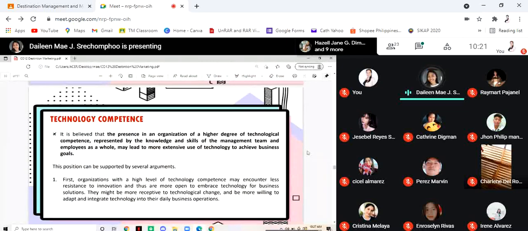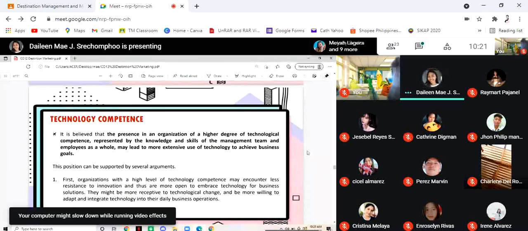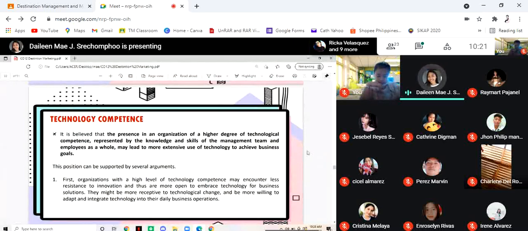Tapos, this position can be supported by several arguments. First, organization with high level of technology competence may encounter less resistance to innovation, thus are more open to embrace technology for business solution. They might be more receptive to technological change and be more willing to adapt and integrate technology into their daily business operations.